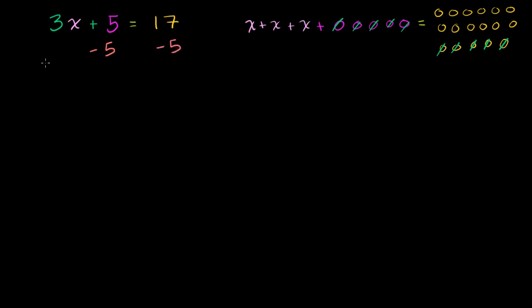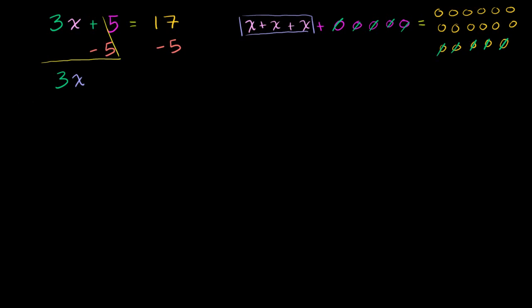Now, what does the left-hand side of the equation now become? The left-hand side, you have 5 minus 5. These cancel out. You're just left with the 3x. The 5 and the negative 5 canceled out. And you see that here. When you got rid of these 5 objects, we were just left with the 3x's. This right here is the 3x. And the whole reason why we subtracted 5 is because we wanted this 5 to go away.